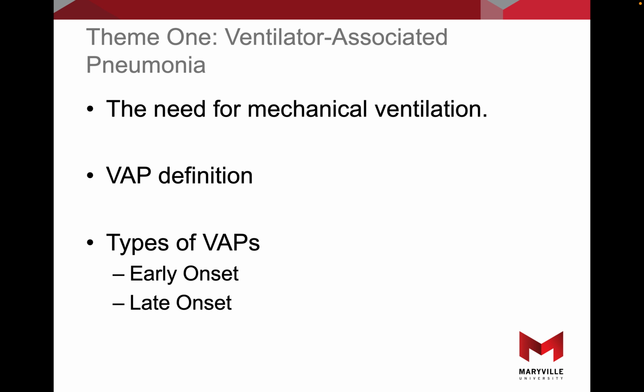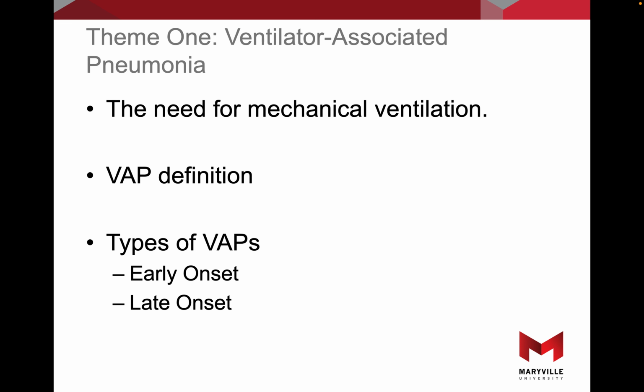Early onset ventilator-associated pneumonia occurs within the first 4 days of intubation and mechanical ventilation. Early onset ventilator-associated pneumonia accounts for about half of the ventilator-associated pneumonia cases and is more likely to be caused by antibiotic-susceptible bacteria, meaning that there are typically better patient outcomes for this form of VAP.